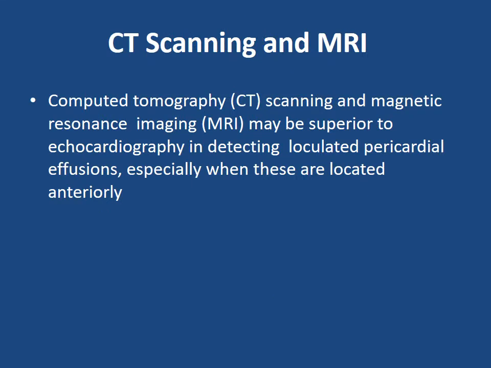Next is CT scan and MRI. CT scan and magnetic resonance imaging, MRI, may be superior to echocardiography in detecting loculated pericardial effusion, especially when these are located anteriorly.